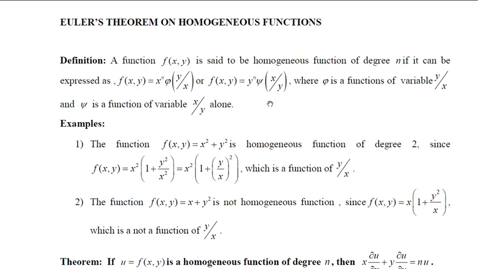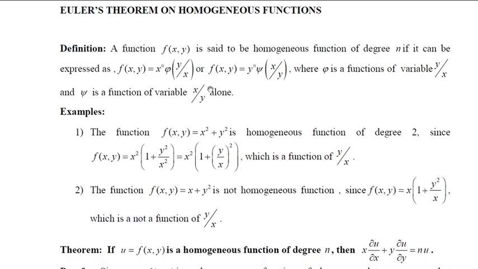By the same way, you can write this one as a function of x by y. How? By taking highest power of y in this one, then this becomes y square into x square by y square plus 1. So that this becomes a function of x by y. That gives you, it is a homogeneous function of degree 2. But you can apply any one of them and you can verify whether it is homogeneous or not.